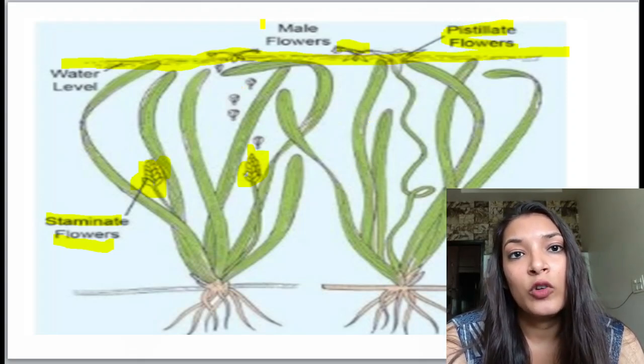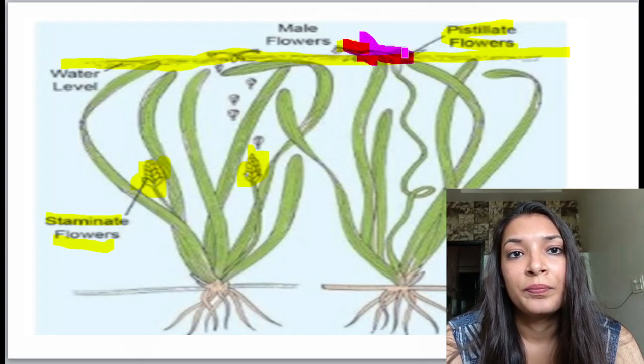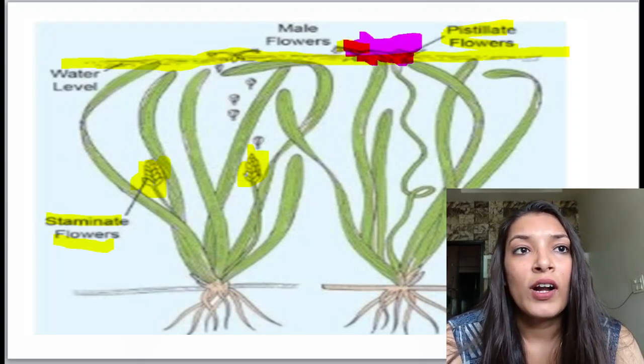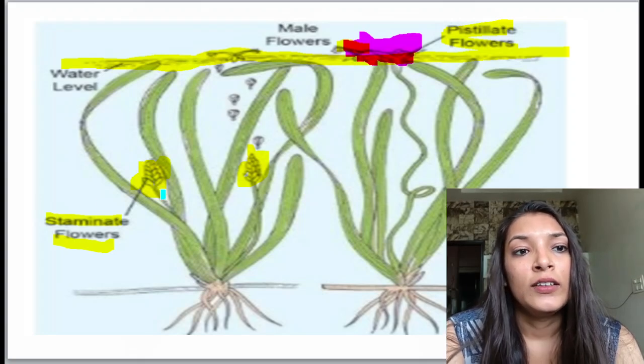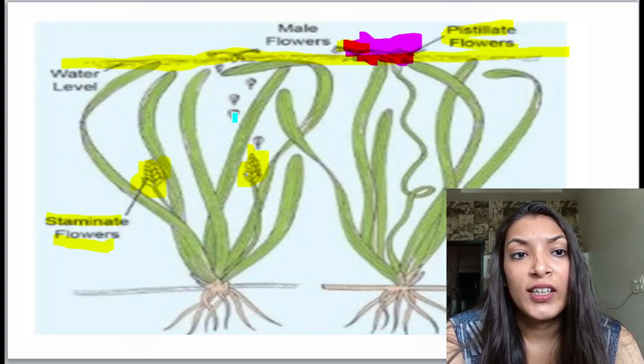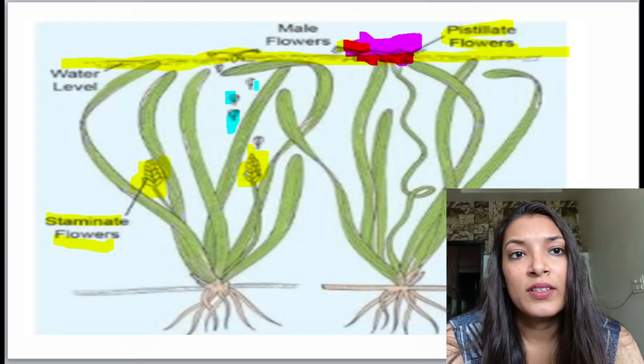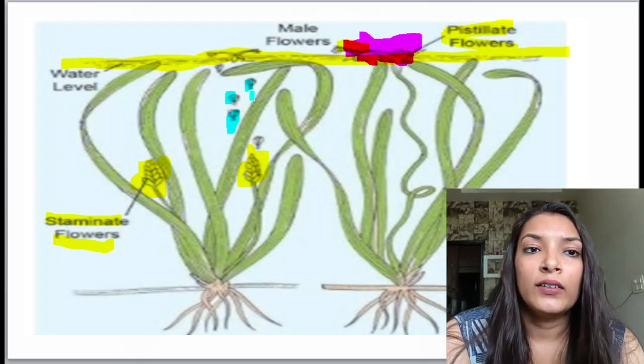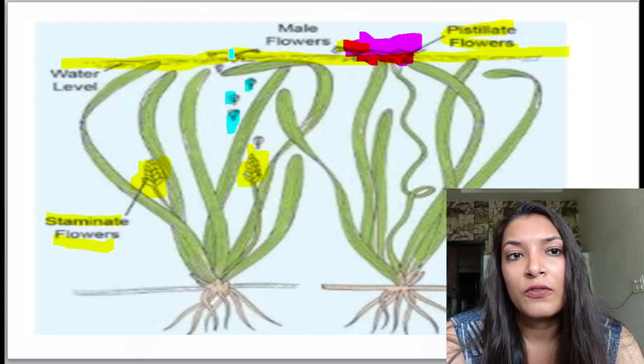Here you can observe that the female flower is present. Let us change the color for this. You can observe that this is the female flower. Now what happens in a water pollinated plant? The male flower will release the pollen grains. These pollen are lighter, so they will float on the surface of the water.